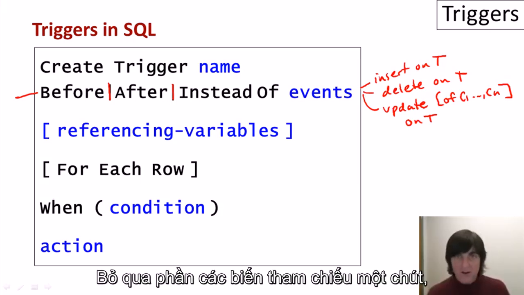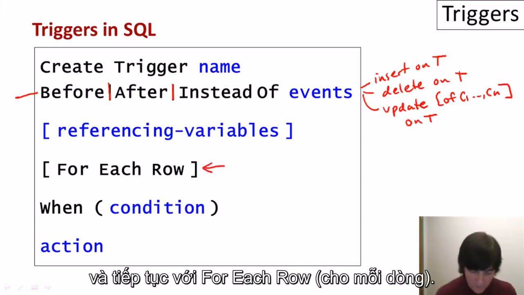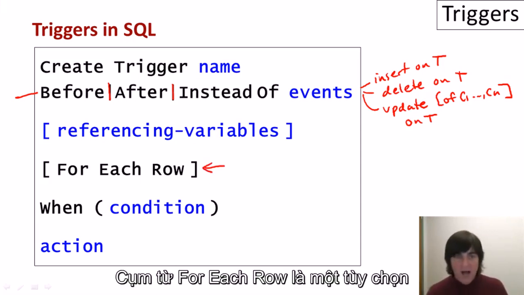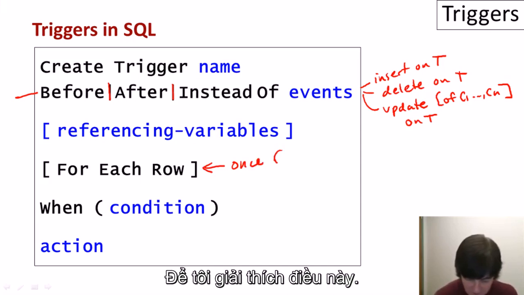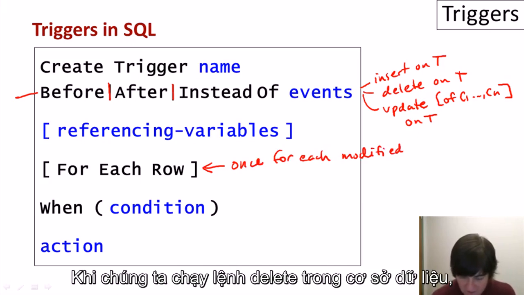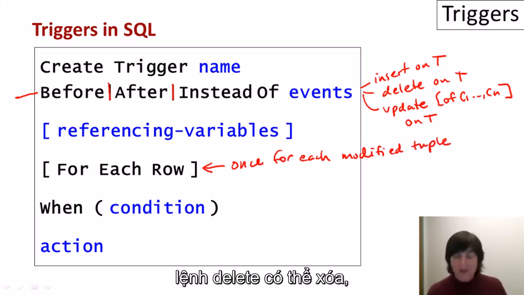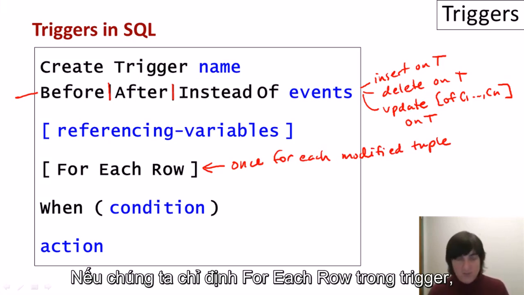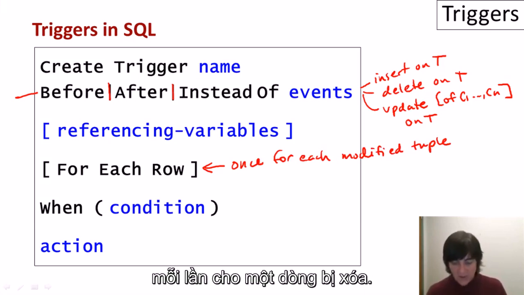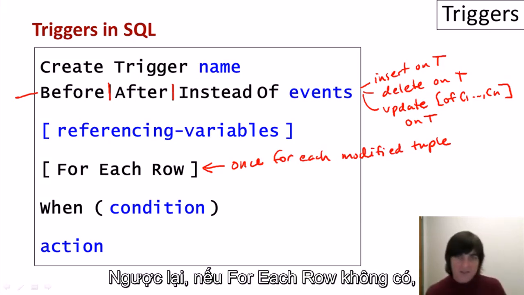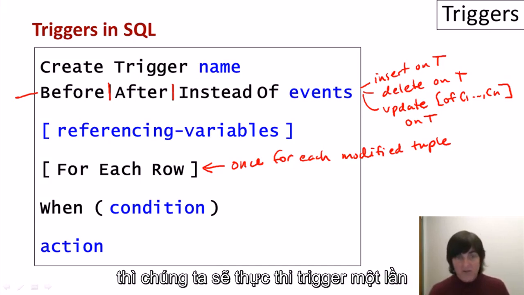Let's skip the referencing variables clause for a moment and go on to the for each row. So for each row is an optional clause that states that the trigger should be activated once for each modified tuple. And let me explain what the deal is here. So when we run, say, a delete command on the database, that delete command might delete, say, 10 tuples. If we specify for each row in our trigger, then we will run the trigger 10 times, once for each deleted tuple. On the other hand, if for each row is not present, then we will execute the trigger once for the entire statement.